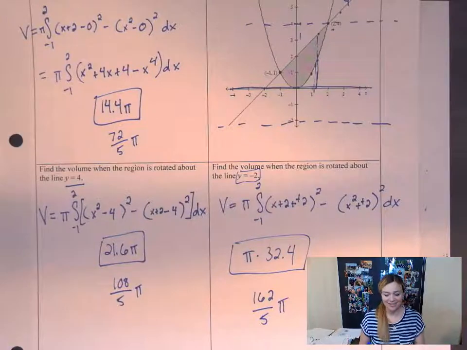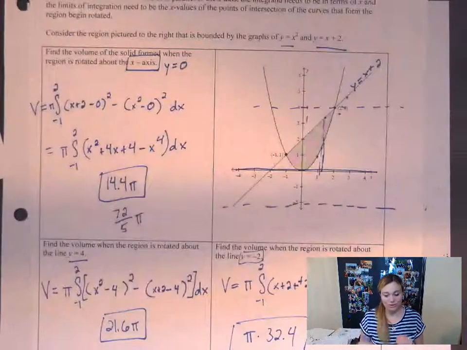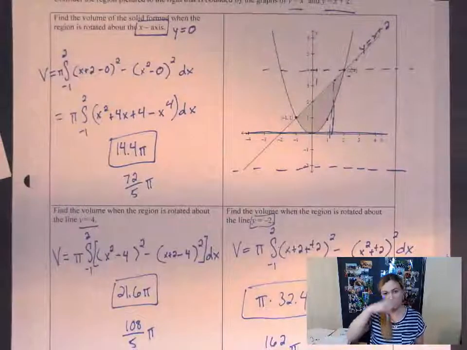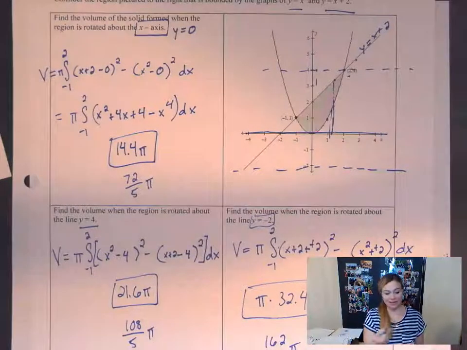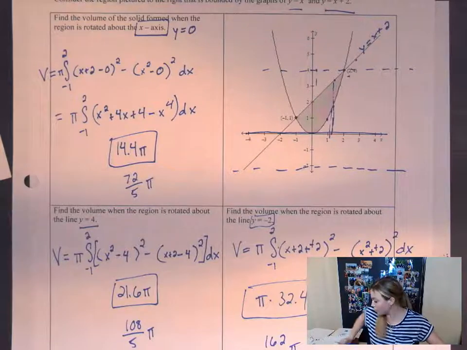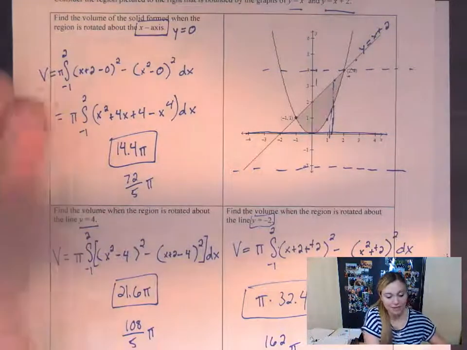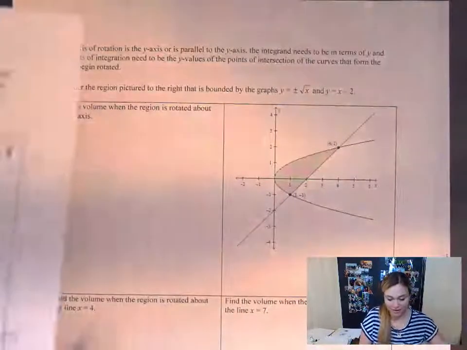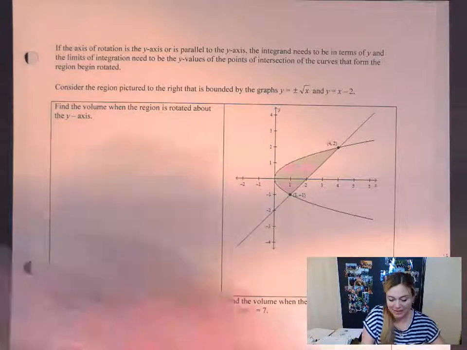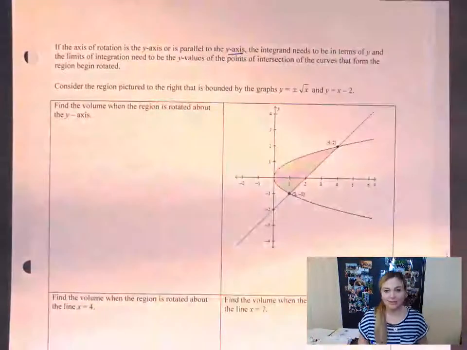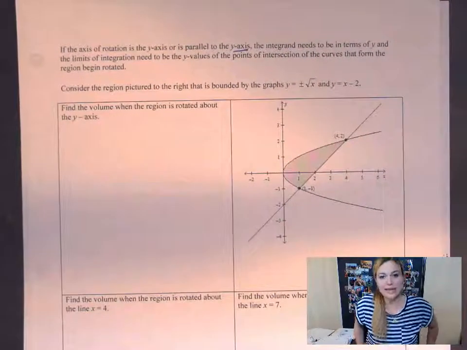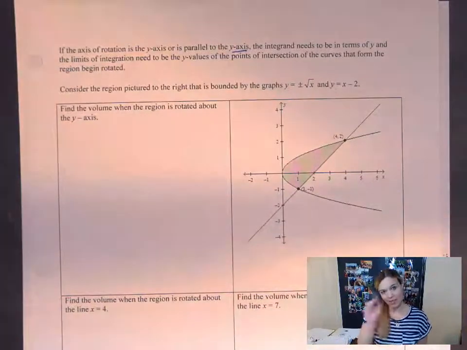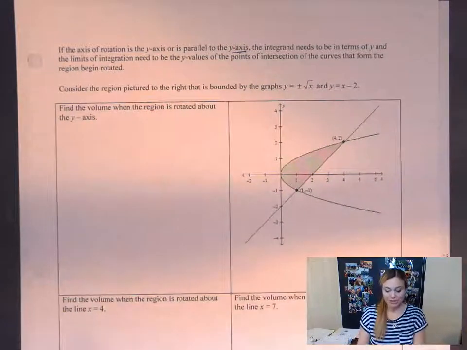Okay. This is all when you're rotating about an axis. Let's do more. What if instead of going this way or this way, I went this way? If you go to the next page, this one talks about the axis of rotation being parallel to the y-axis. So instead of rotating this way or this way, I'm going to rotate this way.